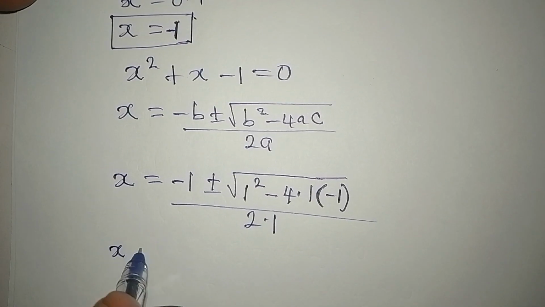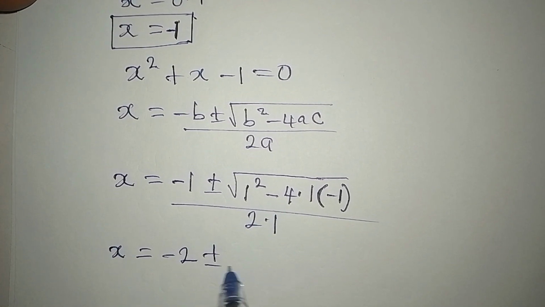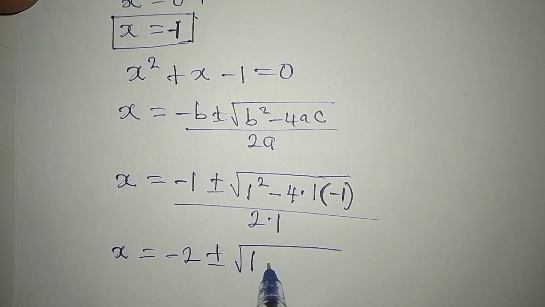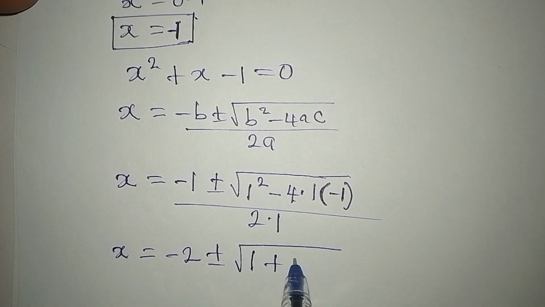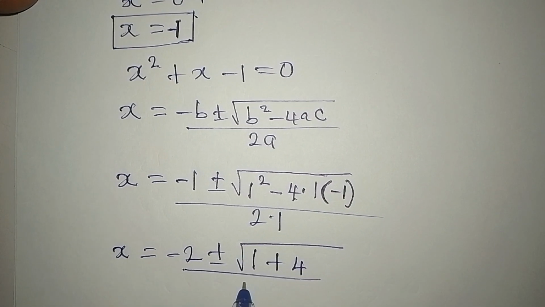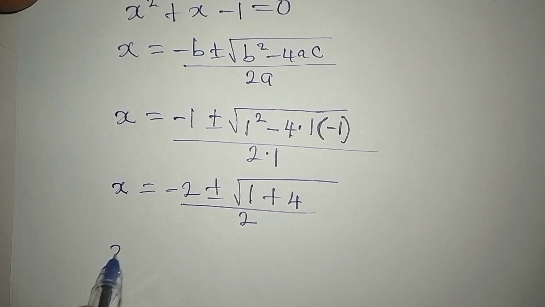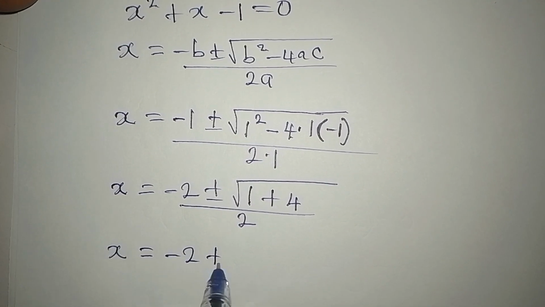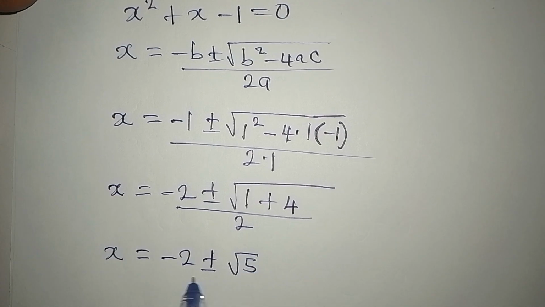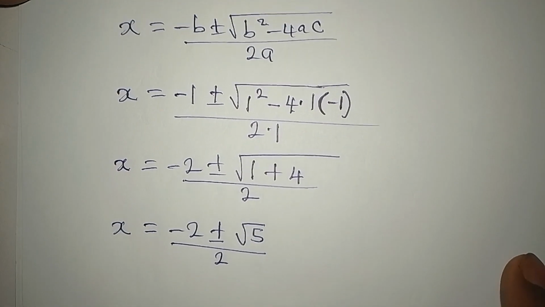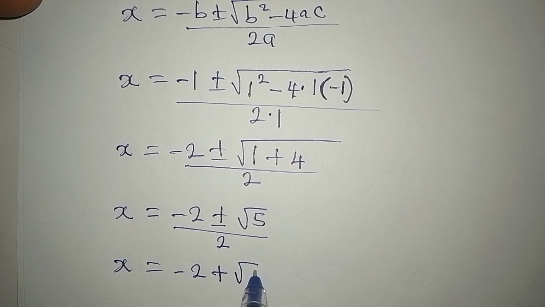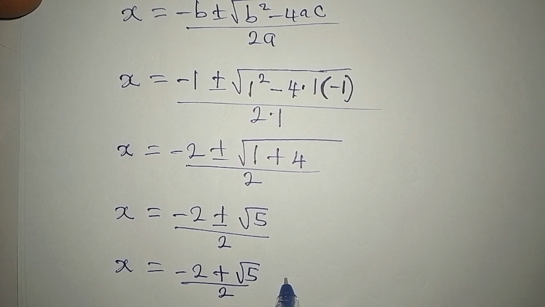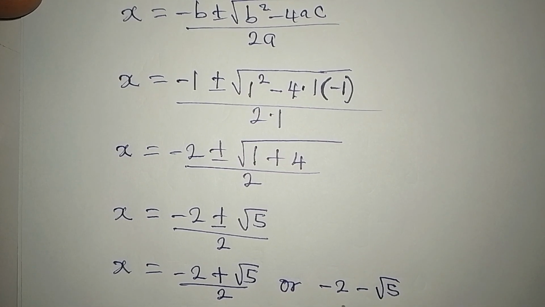Now x is equal to minus 1 plus or minus square root of 1 squared is 1. Then minus 4 times 1 times minus 1. That will give us plus 4. Then we have this over 2. x is equal to minus 1 plus or minus square root of 5 over 2, right? So this means that our x is equal to minus 1 plus square root of 5 over 2, or minus 1 minus square root of 5 over 2.